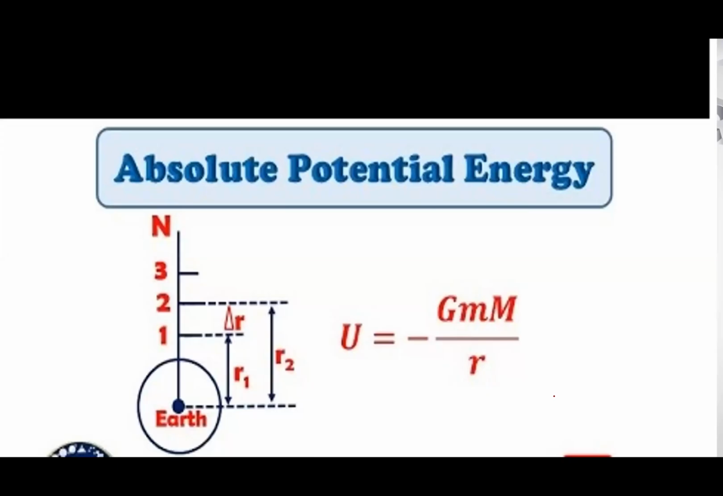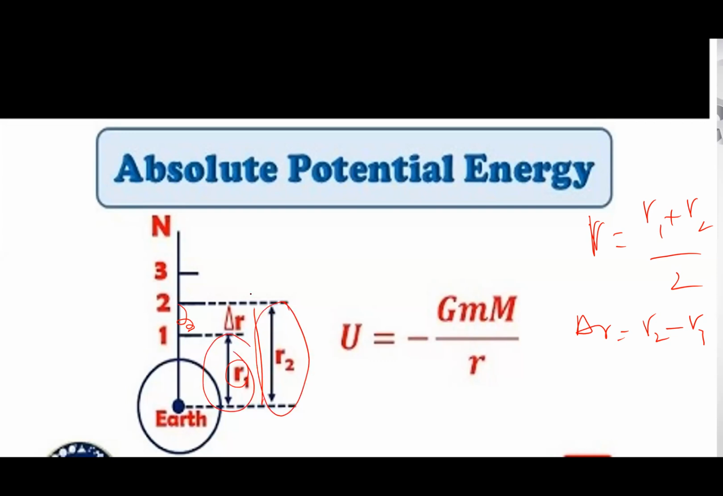Absolute potential energy. This distance is equal to R1. This distance is equal to R2. So the average will be equal to R1 plus R2 divided by 2. This is the average distance. And del R is the difference between these two. This distance is del R, and you get it when you subtract one distance from the other.